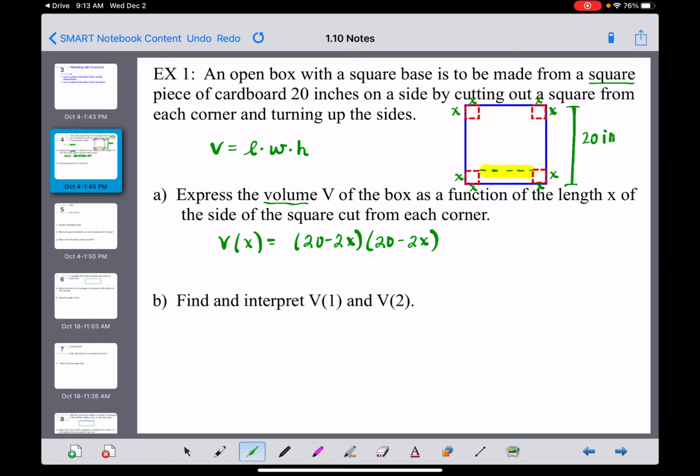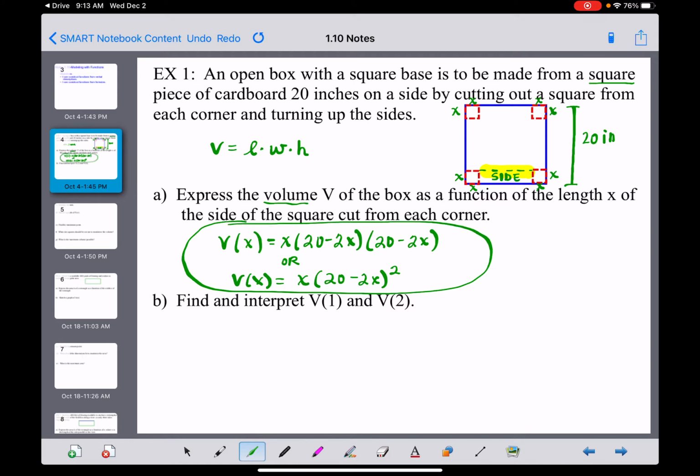Okay? And then my height, remember I said that the height is what we're folding up. If you remember, I said that this was going to be a side. So if I fold that bottom up on that dashed line, the height is actually X. So I'm going to put that in front. Now, if you want to, you can rewrite this because you have the X out front, but then the 20 minus 2X is repeated twice, so you could say that it's squared. Okay, either of these would be acceptable for the volume as a function of the length X.